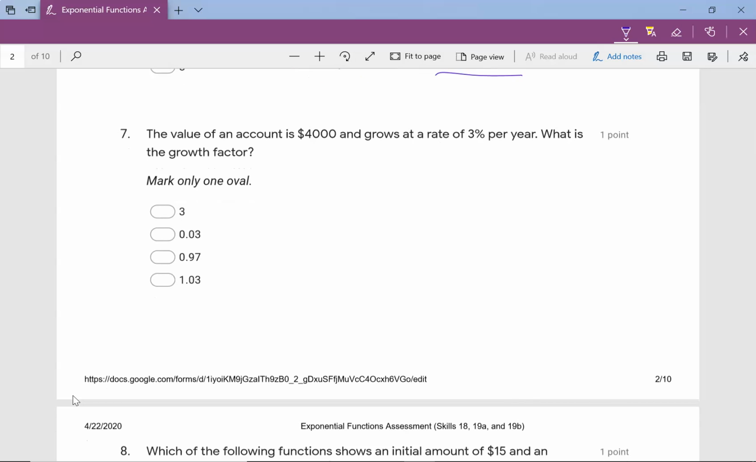The next one, we have an account that starts at $4,000 and it grows at a rate of 3% per year. So that means R equals 0.03. And again, it asks for the growth factor. Well, that's 1 plus R. So 1 plus 0.03, which gives us 1.03. Okay?